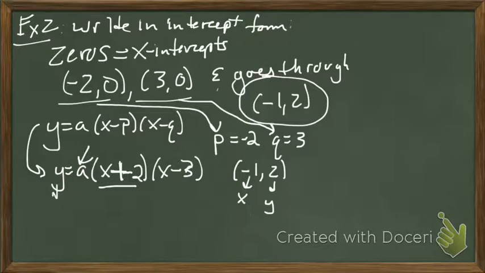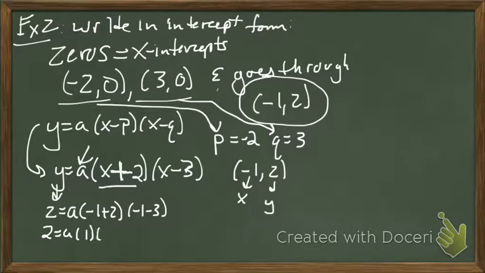Let's substitute a 2 in for y, and I get 2 equals a, which I don't know what that is. Now remember, x is really negative 1, so I'm going to put negative 1 plus 2, and then over here for x is going to be negative 1 as well, negative 1 minus 3. So I get 2 equals a, then negative 1 plus 2 is really positive 1, negative 1 minus 3 is negative 4. So this becomes 2 equals a times 1 times negative 4. Isn't that just negative 4 times a? If you divide 2 by negative 4, it reduces to negative 1/2. That is my a value.